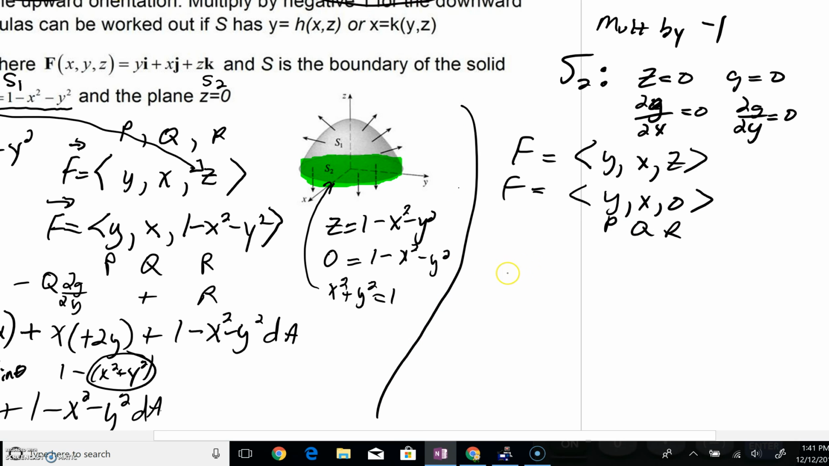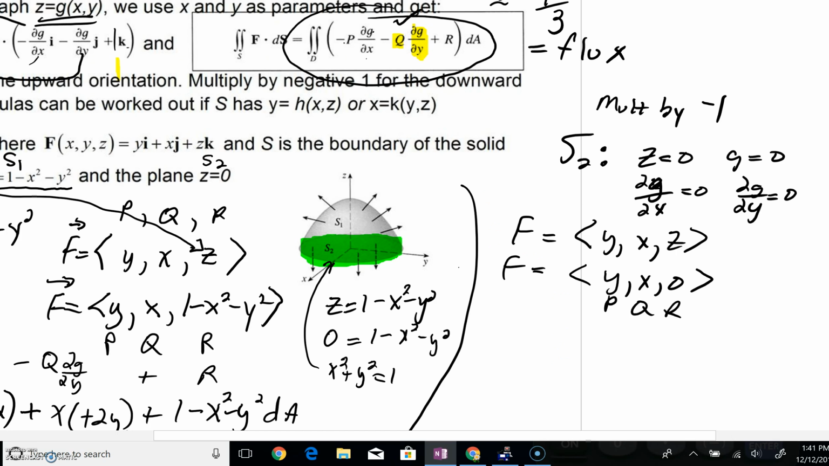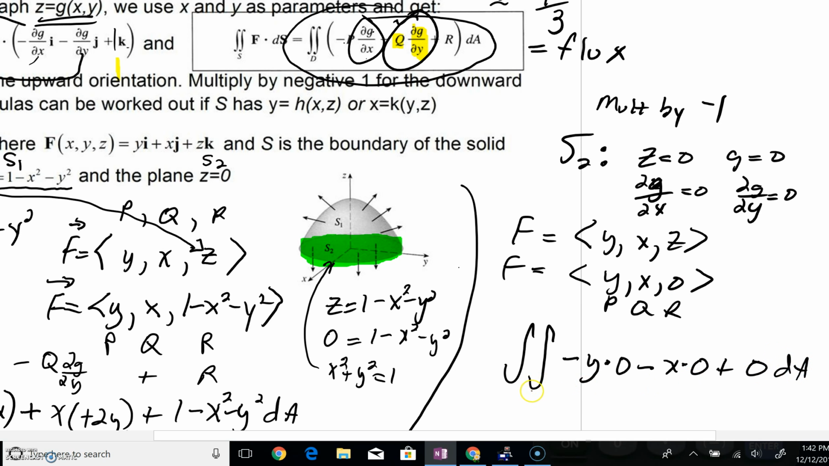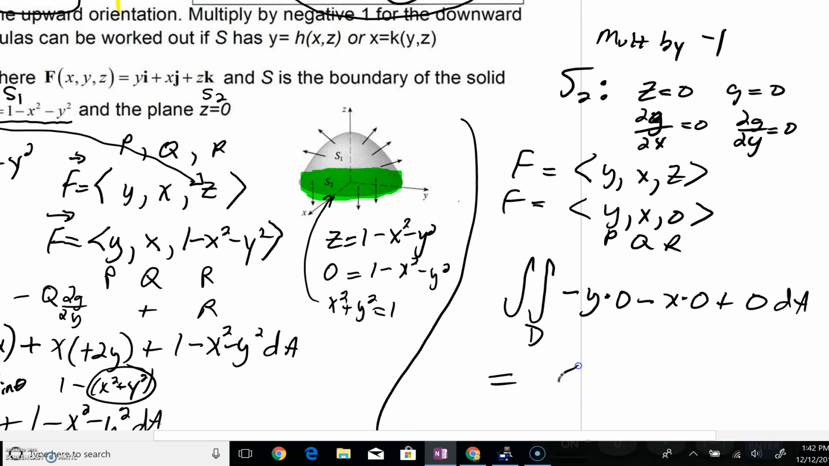Well, as we work this thing out, and you can see it's right at the top of the screen here, so we try to work out the rate of flow down below here. We're going to say, well, I need to go negative P, so that's negative y, times a derivative of g with respect to x, that's 0. Minus, I've got my Q, that's x, times the derivative of g with respect to y, that's 0, plus R, that's 0 too. Guys, we can get upset about this for a minute, but guess where this thing's going? This is going to 0.